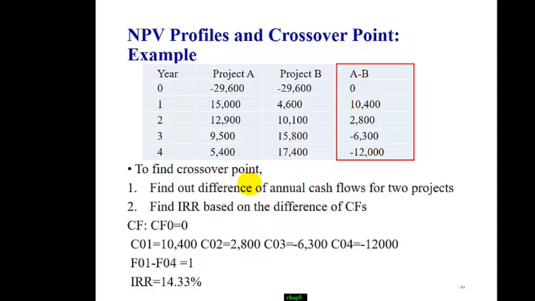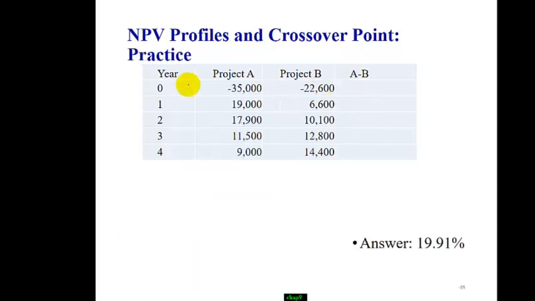Let me show you. Your job is to create an additional column, and you treat that column as a new project. It is based on the difference between A and B. So you compute the cash flow for every single year and treat it as a new project. Then what's next? Simply find the IRR. That's it. The IRR of 14.33% is the rate at which both A and B have the same net present value. I want you to pause and practice.